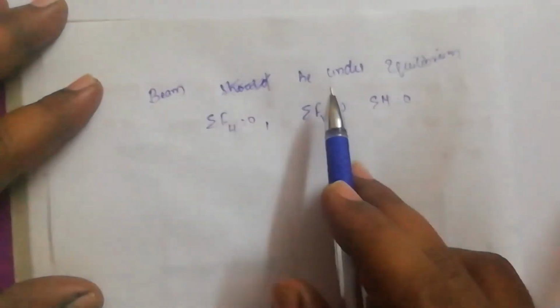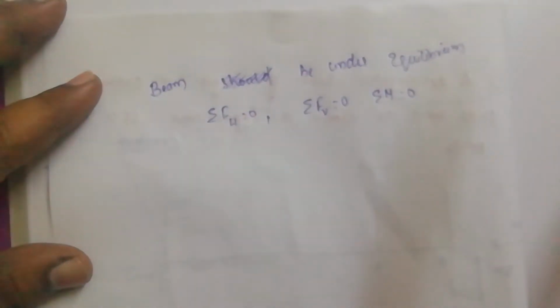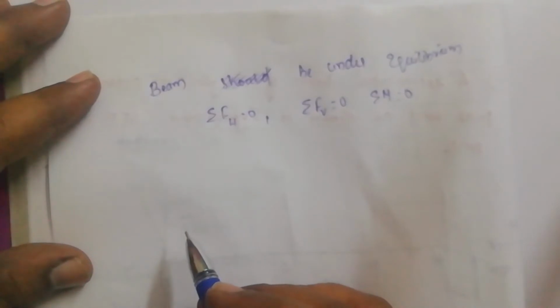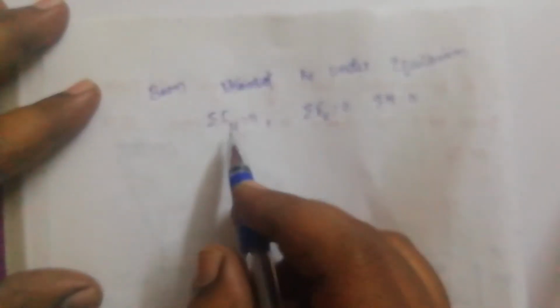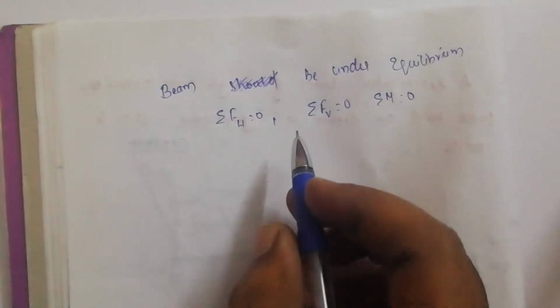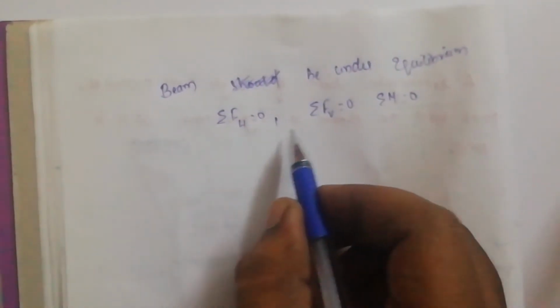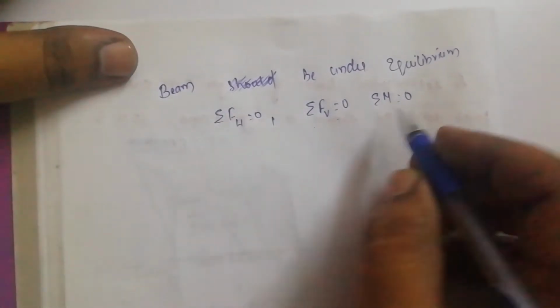So first, whenever a beam is given in beam problems, we have to consider that the beam is under equilibrium. So what are the equilibrium conditions? You might have studied in engineering mechanics that whenever we say a beam is under equilibrium, we should satisfy three conditions. One is that the summation of horizontal forces should be equal to 0, the summation of vertical forces should be equal to 0, and the summation of moments should be equal to 0. Okay, so M means moment, and these should each be equal to 0.